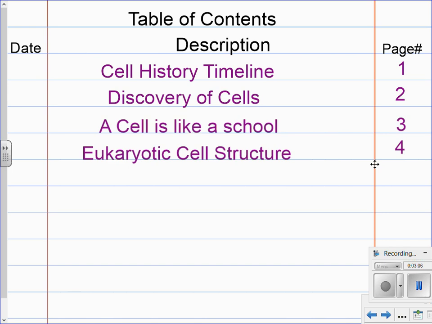Page 4 says Eukaryotic Cell Structure. So find your note sheet that says Eukaryotic Cell Structure. Because the 4 is what I'm giving you. Page 4 is what we're going to do together. Page 3 is what you're going to do by yourself.